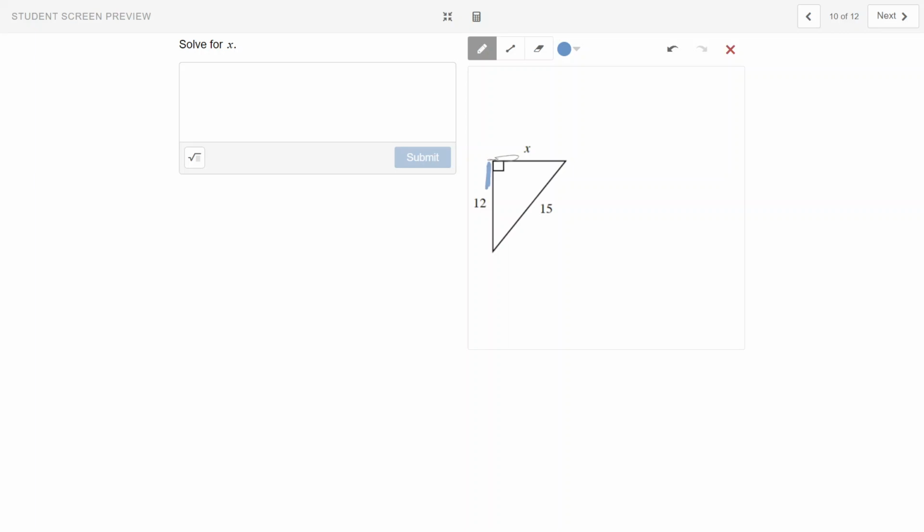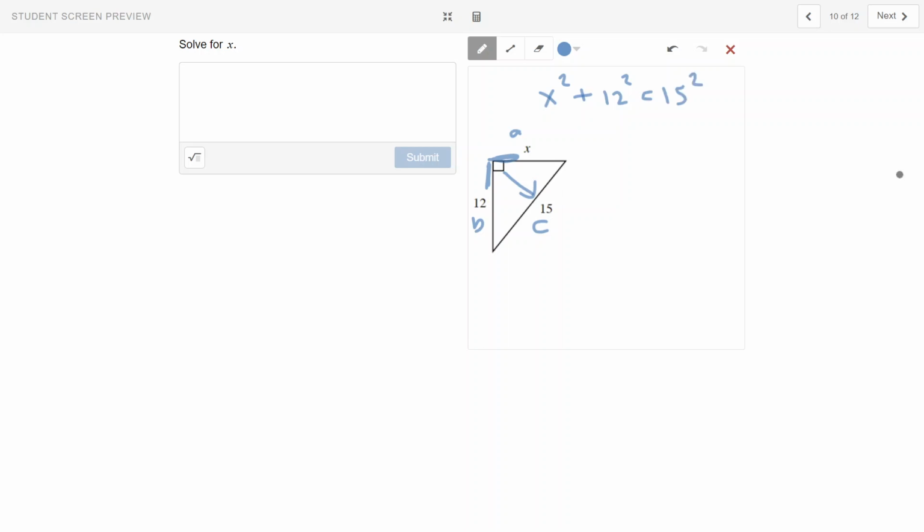Well, our 90 is formed by 2 lines. That's your A and your B. Those are your legs. Across from the 90 is C. That's the hypotenuse. So A squared, that's going to be x squared, plus B squared, that's going to be 12 squared, equals C squared. That's going to be 15 squared.